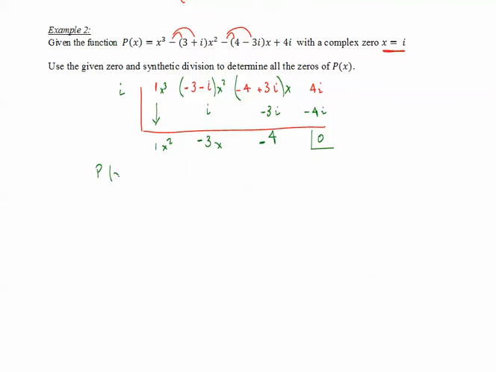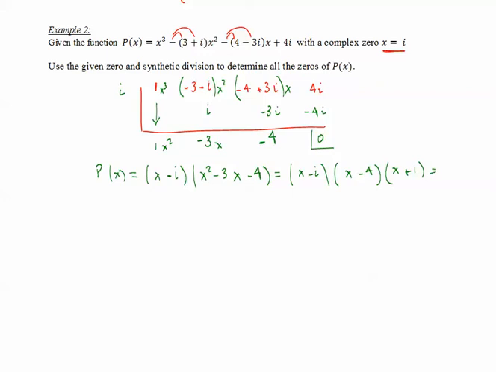So right now I see that p of x can be written as x minus i times x squared minus 3x minus 4. I see that this can be factored as x minus 4 times x positive 1. We have minus 4, and plus 1 is negative 3.